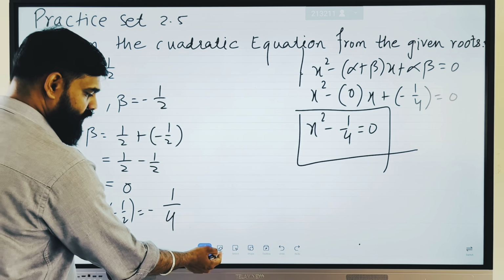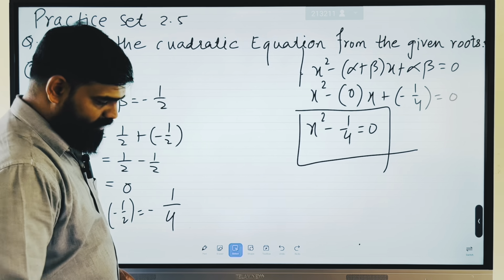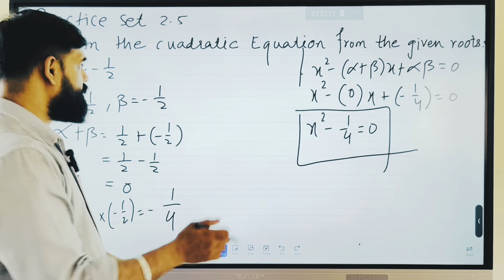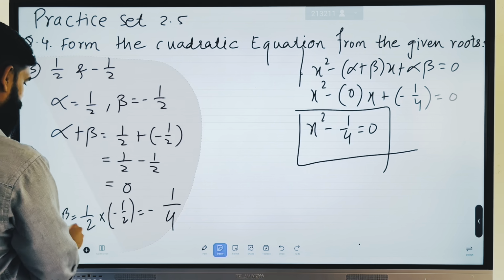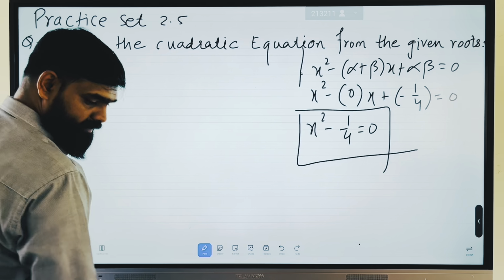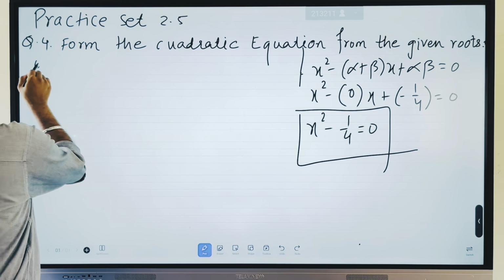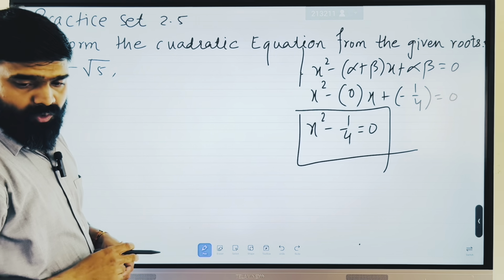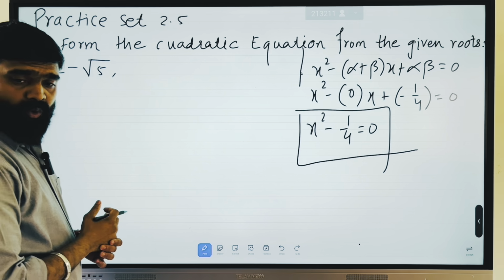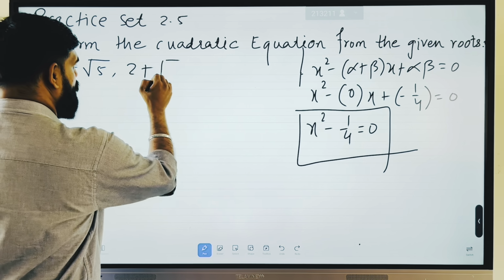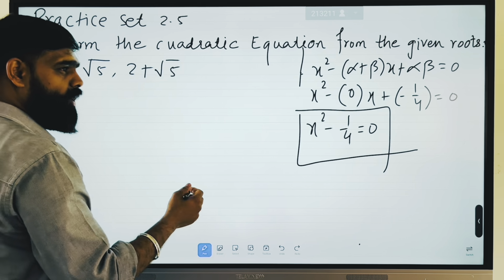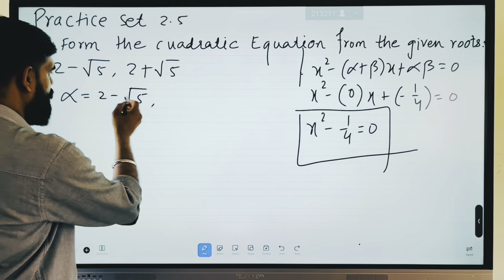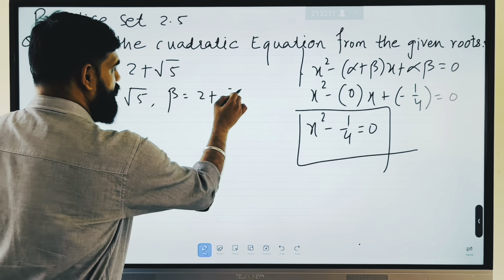After that, we also have the fourth question here. In the fourth question, the given roots are 2 minus root 5 and 2 plus root 5. So this is the first root, 2 minus root 5, and 2 plus root 5. These are the two roots. So alpha is equal to 2 minus root 5 and beta is equal to 2 plus root 5.